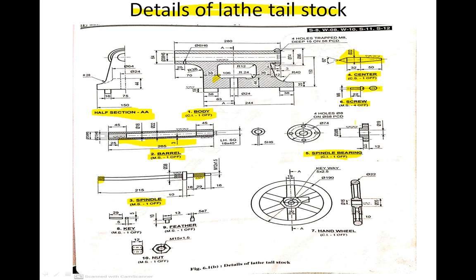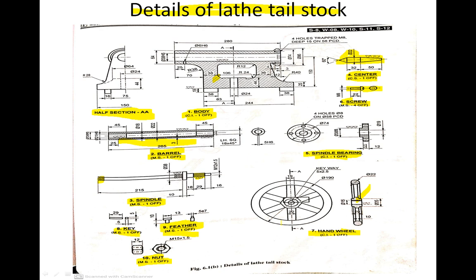Next, part number 7 is the hand wheel. This hand wheel is used to rotate the spindle. Then next is the key, which is made up of mild steel. This key is used to mount the hand wheel and spindle. Then the feather key is used to guide the barrel into the body of the tailstock. Then last is the nut. This nut is used to fix or mount the hand wheel on the spindle.